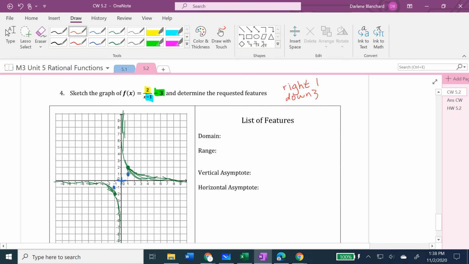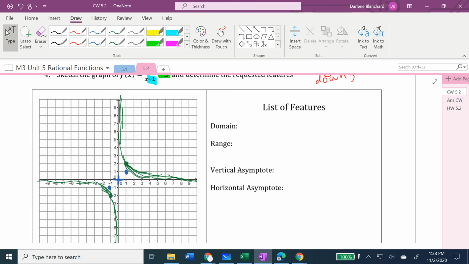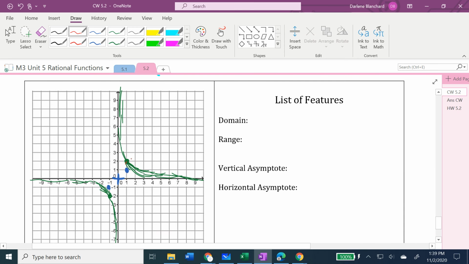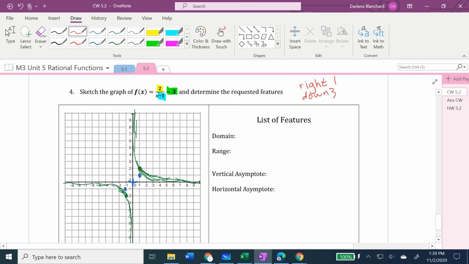So I'm going to take these main points that I have left from the stretch, and I'm going to move them right 1, down 3. And then right 1, down 3. And I want to take that plus where the two asymptotes intersect, and I'm going to move that right 1, down 3.